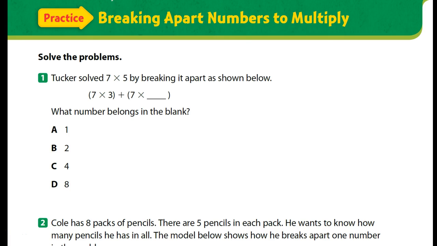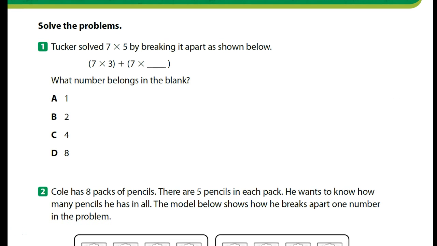Let's look at the examples. We're actually solving 7 times 5, but we're decomposing 5. That means it's going to be 3 plus another number. So what's 3 plus what gives me 5? You start with 2. So that's where this goes, right here.